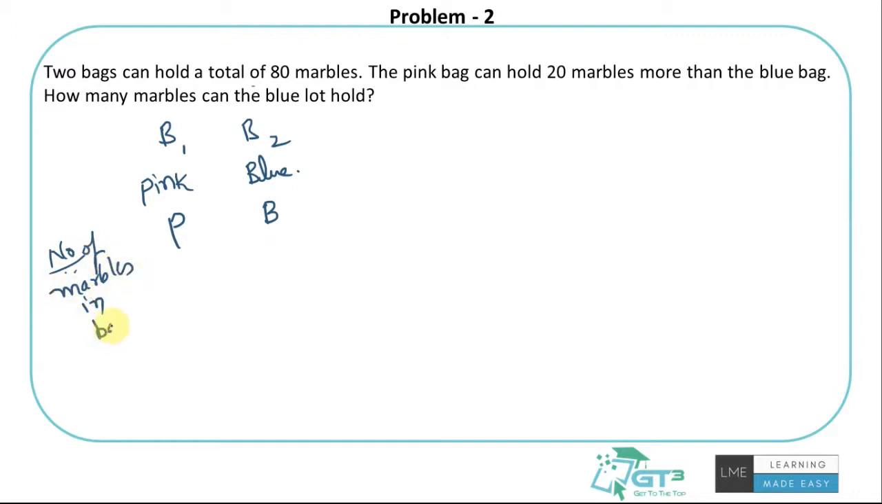So what am I saying? The pink bag has P marbles in it. The blue bag has B marbles in it. So the pink bag can hold 20 marbles more than the blue bag. The number of marbles in the pink bag is P, and that's basically equal to 20 marbles more than the blue bag. Whatever the blue bag holds plus 20 marbles, right? That's 20 more than blue. So blue plus 20. That's one equation.